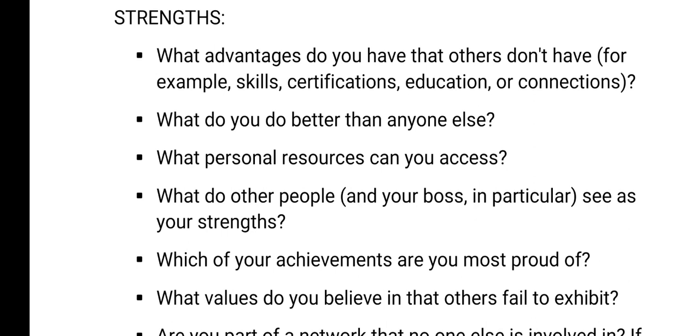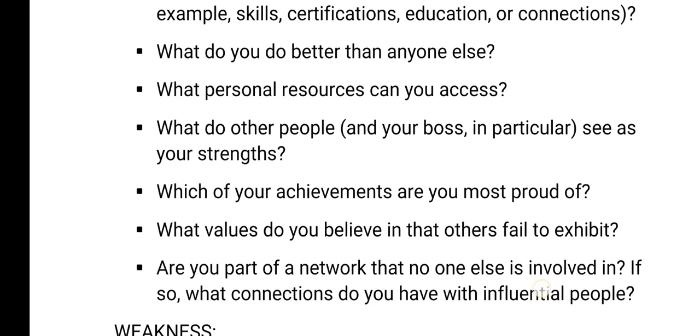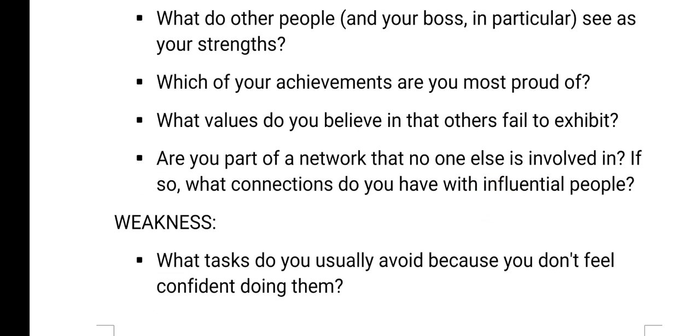Next, you must also see what your achievements are and what made you proud. In that way you will be able to understand your strengths. So these are some of the things related to strength, and if you examine these things, you will definitely be able to find out your strengths. Next is weakness.